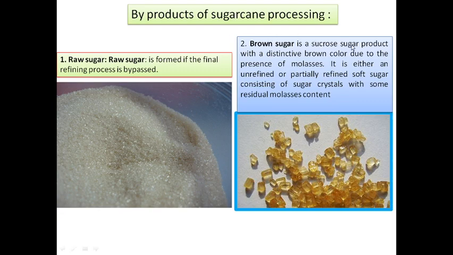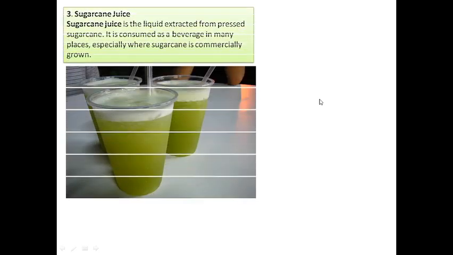And now the next byproduct is brown sugar. It is a sucrose sugar product with a distinctive brown color due to the presence of the molasses. Its brown color is due to the presence of this molasses. It's either an unrefined or partially refined soft sugar consisting of sugar crystals with some residual molasses content. So these are the byproducts of this.